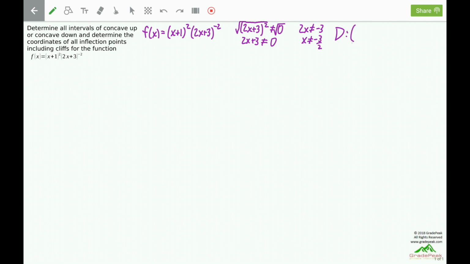So it'll be all real numbers to the left of negative 3 halves, negative infinity up to negative 3 halves, not including it, union, all real numbers to the right of negative 3 halves, so it'll start again at negative 3 halves, not including it, round bracket, up to positive infinity.